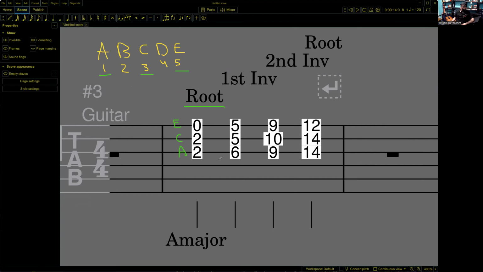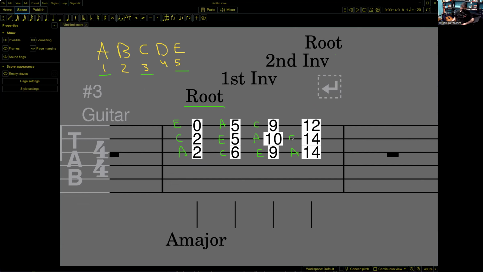But then the next inversion we're going to do is, instead of having it 1, 3, 5, we're just going to take the 1 and put it on top. So this A is actually going to go up here. That A becomes up there. And then the bottom ones just become the bottom ones. So you got C, E, A. And then the next one's going to be E, A, C. And then back to root position is going to be A, C, E.